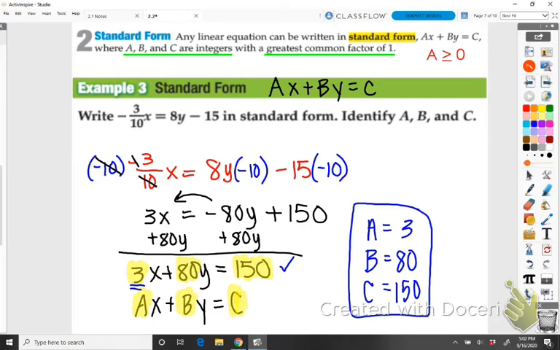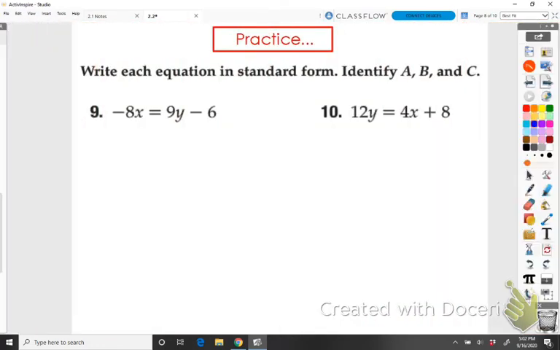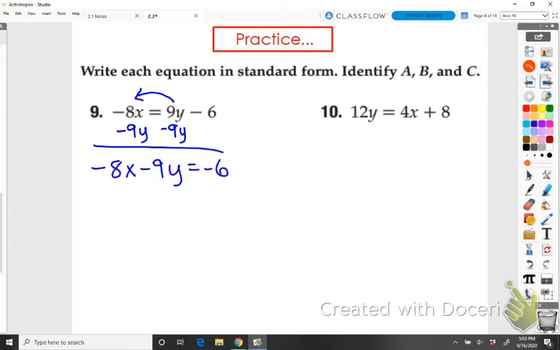All right, so let's try 2 more quick ones here. So on this problem, I want the 9y to come to the opposite side. So you're going to subtract it here. This is going to be negative 8x minus 9y equals negative 6. The leading coefficient has to be a positive, so we're going to divide everything by a negative 1 to then get 8x plus 9y equals a positive 6.